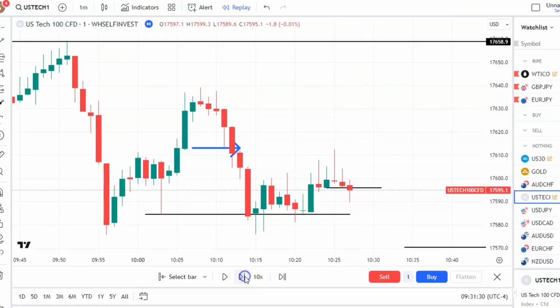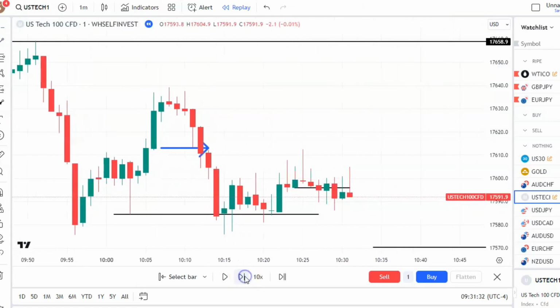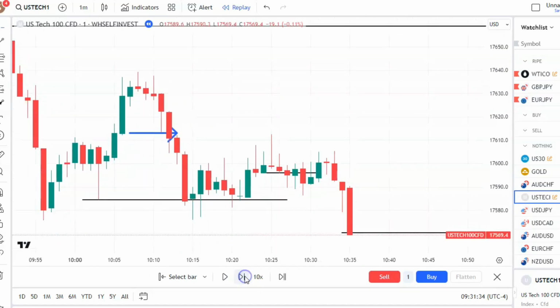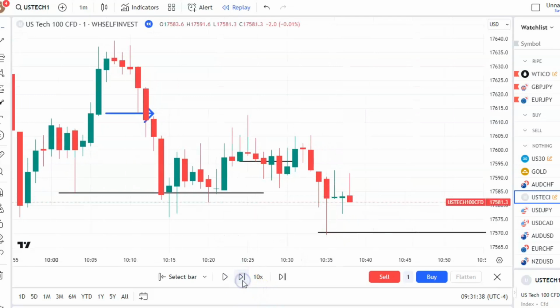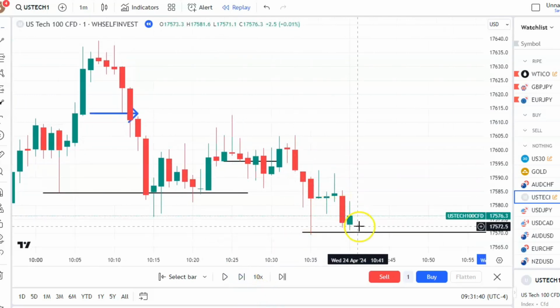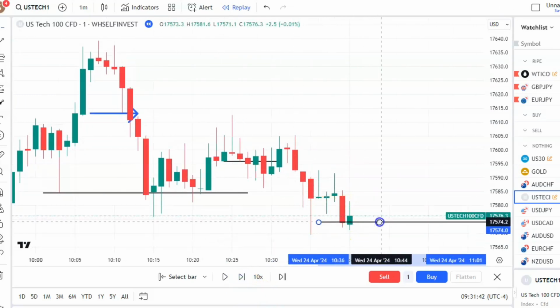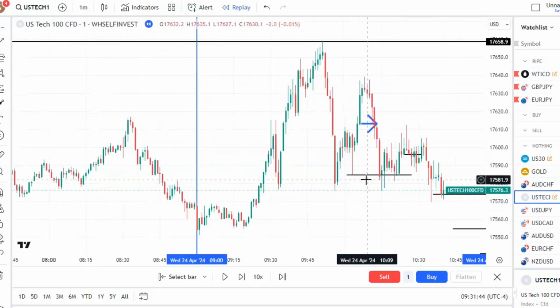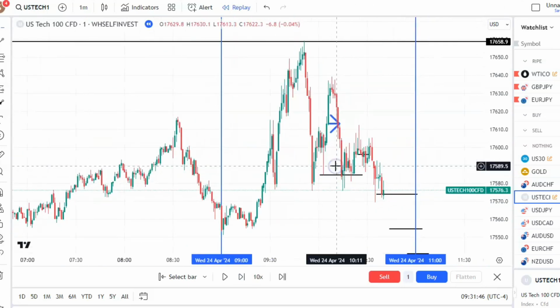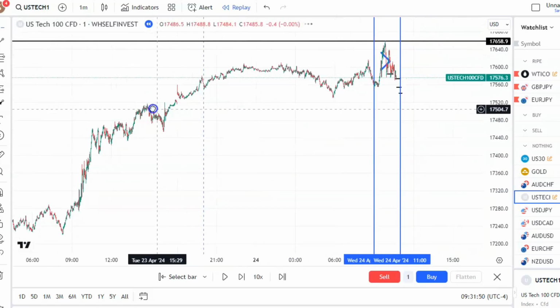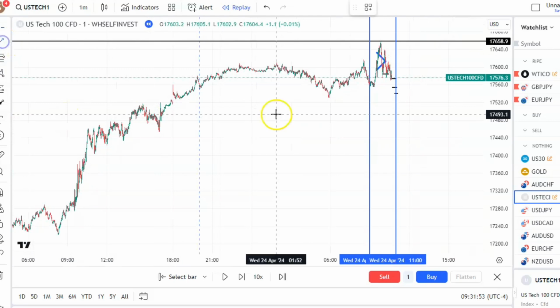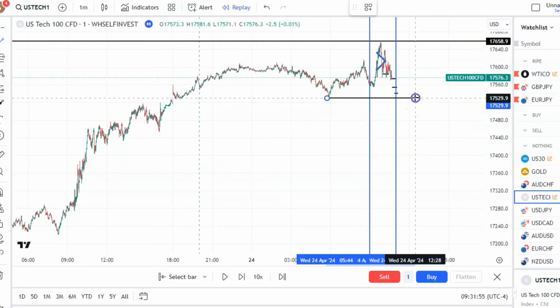And if we see another engulfment candle, then we would be looking to add in a position. So again, once this candle closed, I had another position in. And we are targeting the low of the day. So the low of the day, where is the low of the day? The low of the day is here. This is the low of the day.